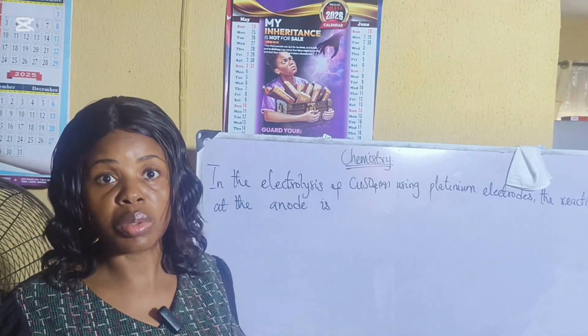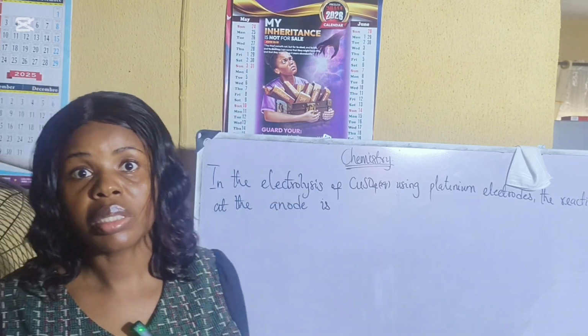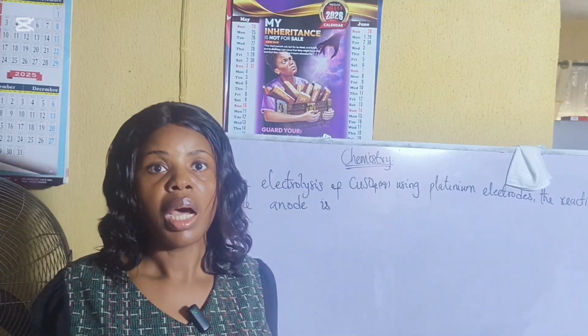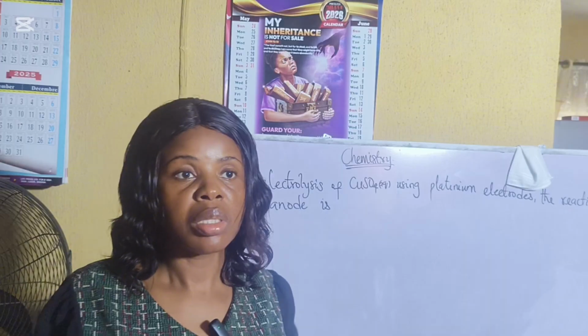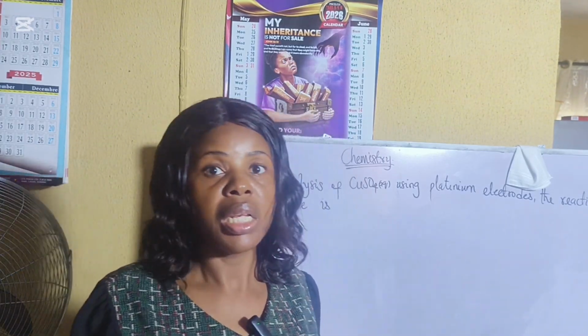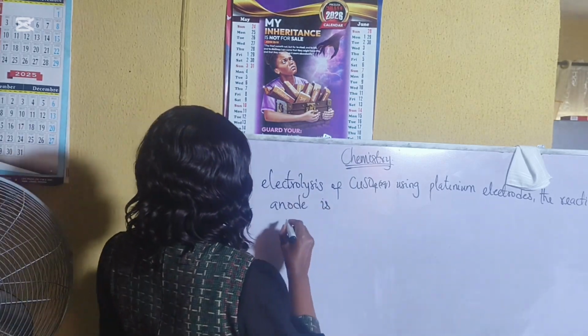So if I'm talking about a solution, I should expect 4 ions, 2 cations and 2 anions. But if I'm talking about a molten compound, I will just be talking about 2 ions, 1 anion and 1 cation. That's the difference between electrolysis of a solution of a compound and electrolysis of a molten compound. The difference is the presence of water, the molecule of water in a solution, just like here. So I will not just be talking about CuSO4.